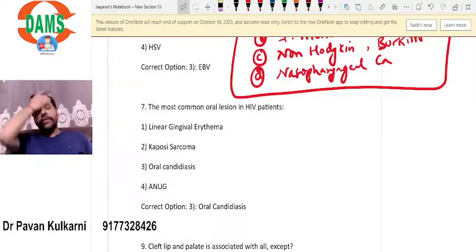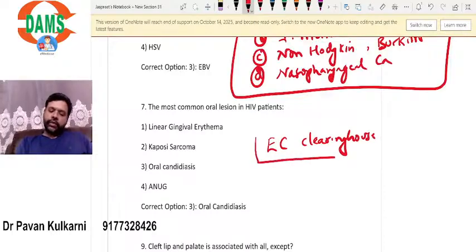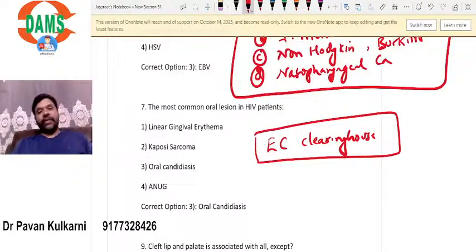In HIV positive patients, there is one classification called the EC Clearinghouse classification. You are supposed to remember this name. According to the EC Clearinghouse classification, there are 3 groups of oral manifestations most commonly seen in HIV positive patients. Among those lesions, the most common is oral candidiasis.